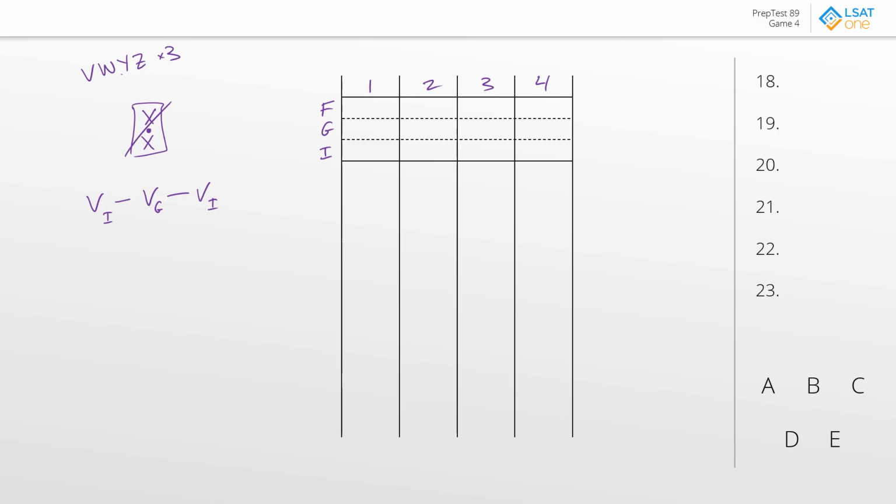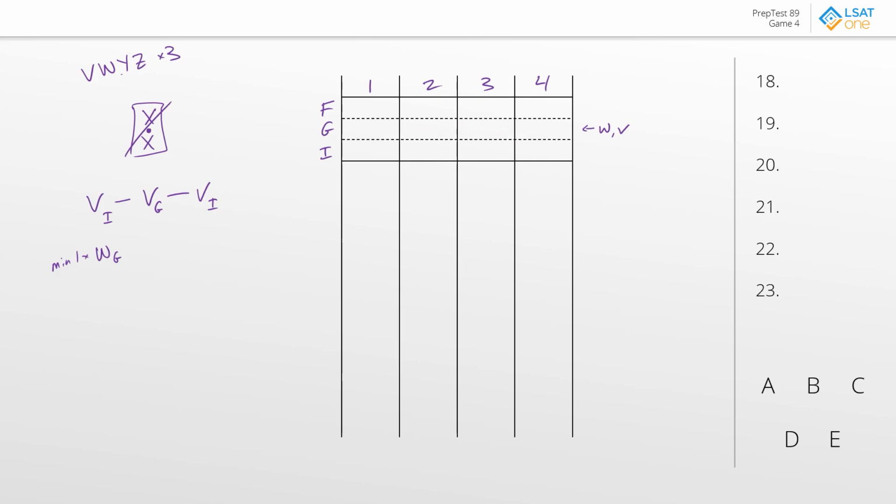Next, W has to visit G at least once. Okay, so we have to have, I guess, a minimum of one WG. Actually, that's kind of worth noting, right? We're going to have a W here, and then we're obviously going to have a V there, so that takes out 2 of our slots for Ghana.